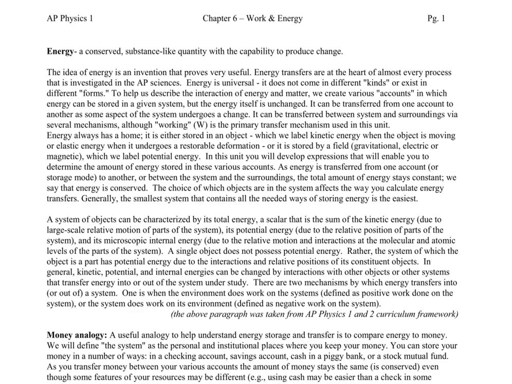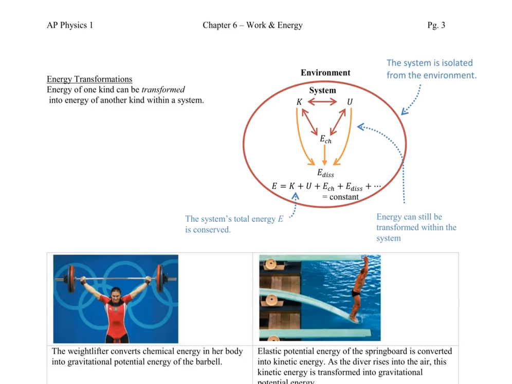If you could flip to page 3 in your notes, and over here you'll see a picture shown in the upper right corner of a system. Now the system is defined by this red barrier that goes around here, which is the boundary between the system and what's outside of it, which we call the environment. A system, by the way, is just a collection of one or two or more objects.